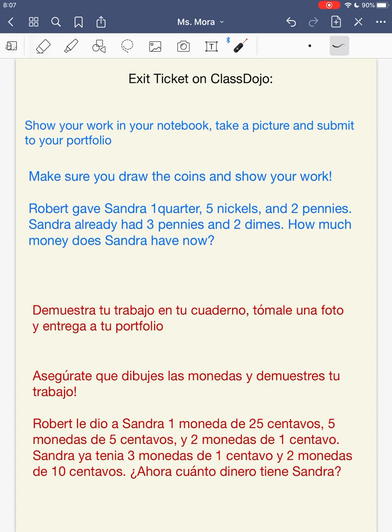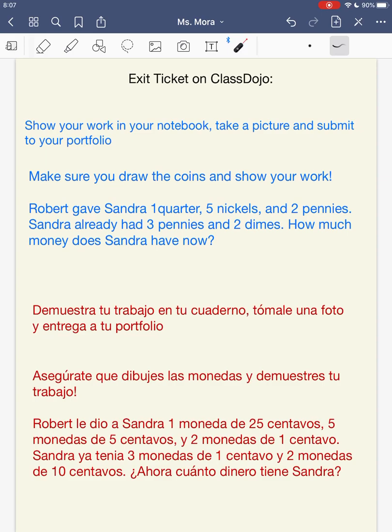So your exit ticket on Class Dojo, alrighty, make sure you draw the coins and show your work. So the question is, Robert gave Sandra 1 quarter, 5 nickels, and 2 pennies. Sandra already had 3 pennies and 2 dimes. How much money does Sandra have now? So make sure you draw all the coins, show your work, guys, take a picture, and submit on Class Dojo.